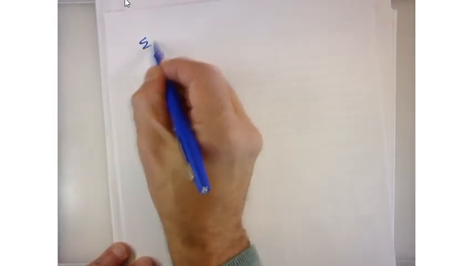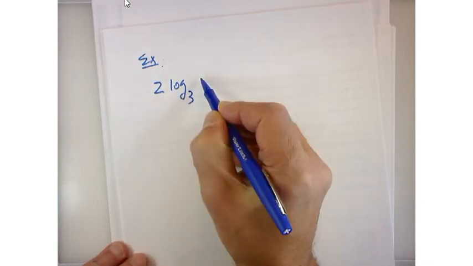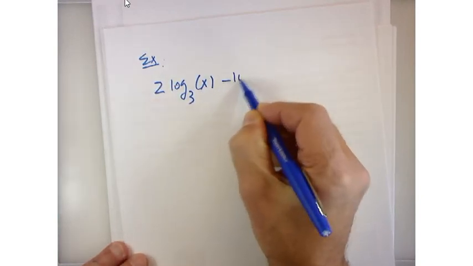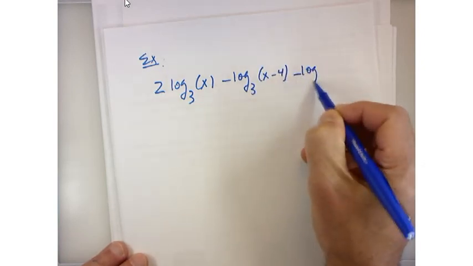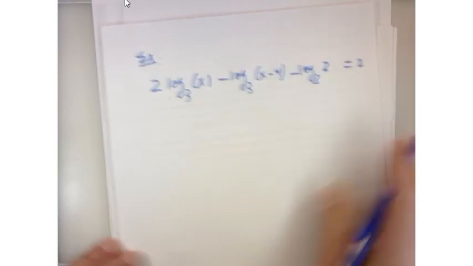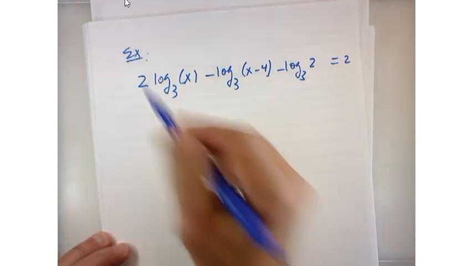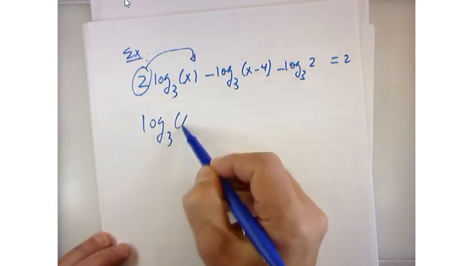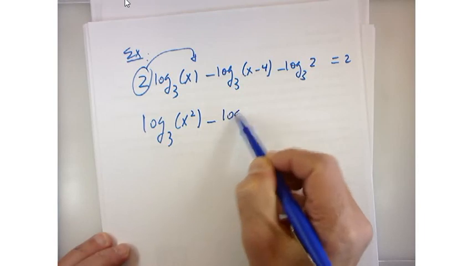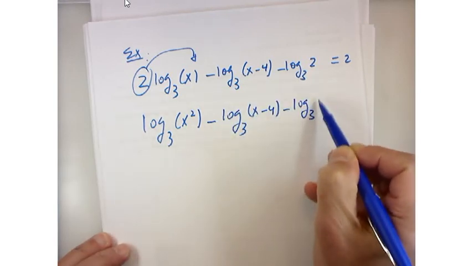Here's another one. Again, solve and check. 2 log base 3 of x minus log base 3 of x minus 4 minus log base 3 of 2 equals 2. We have multiple logs, no log on this side. They're separated. The first thing we do is put that as a power. So we get log base 3 of x squared minus log base 3 of x minus 4 minus log base 3 of 2.